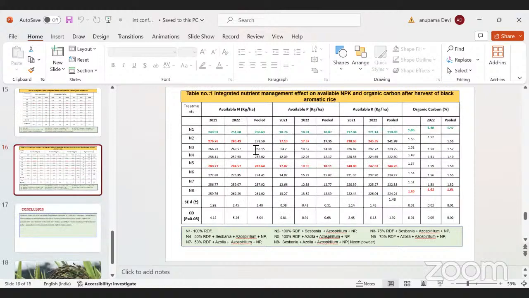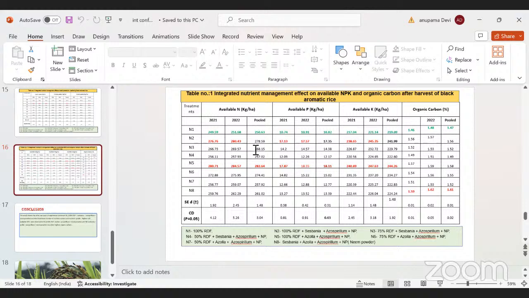And coming to the available NPK and organic carbon content after the harvest of black rice, the highest available nitrogen is found in the N2 in both years. N2 is the highest nitrogen content, but it's par with the N5, and the lowest is in the N1, the 100% RDF. But in the pooled data, highest content is in the N5 and lowest is in the N1. There's no par.